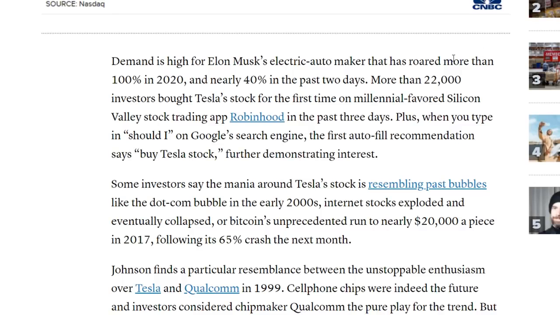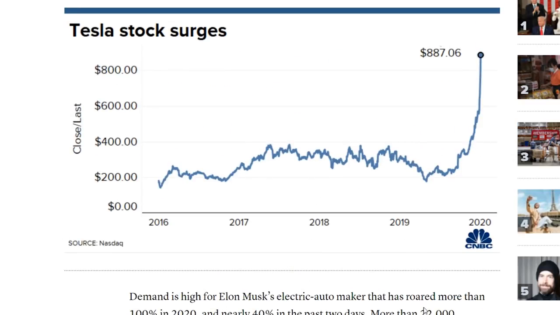So we got a report here that says that more than 22,000 investors bought Tesla stock for the first time on Robinhood in the past 3 days. 22,000 investors on Robinhood bought Tesla stock when it was at this price for the first time. They've never owned the stock. I bet a lot of them, it wasn't even on their radar. They didn't really even care about the company all that much. But now that it's had this crazy run and has gone up in price, now they're a shareholder of it.